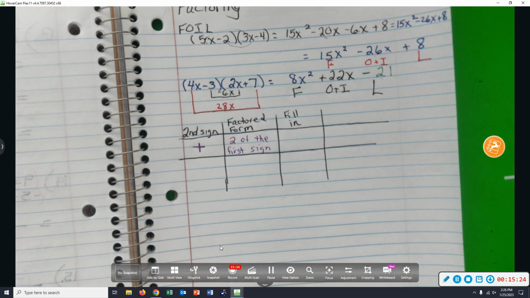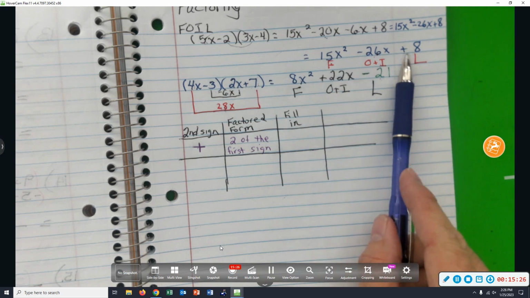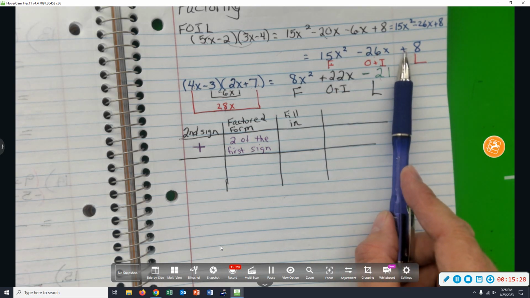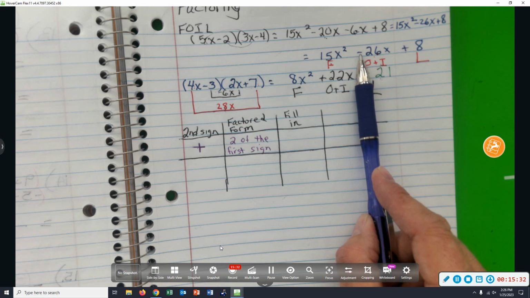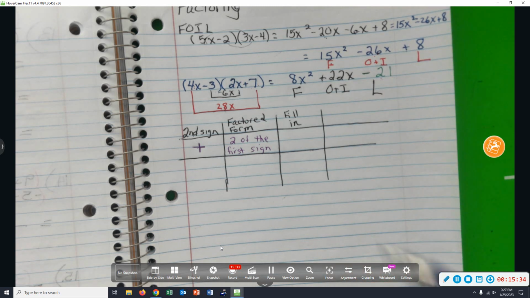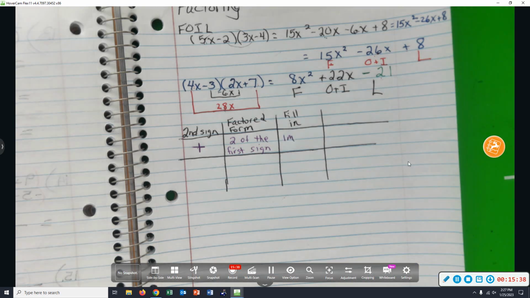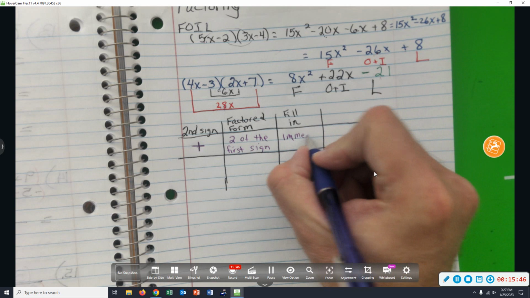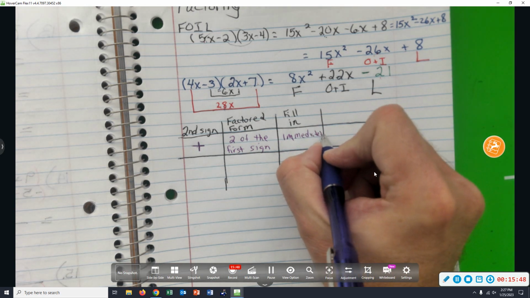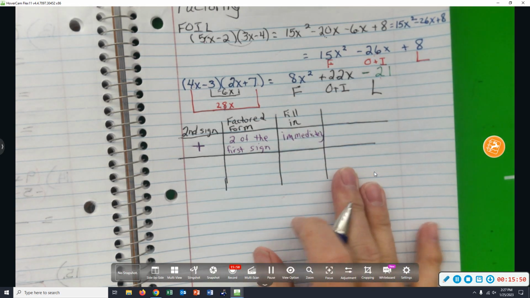So if you're trying to go backwards here, and your second sign is a plus, then inside the parentheses, you have 2 of the first sign. Fill those in immediately. I need to be clicking on different buttons immediately. That's immediately I've just written there.